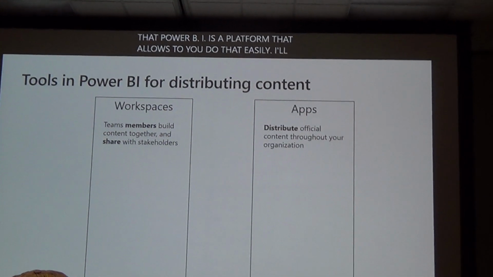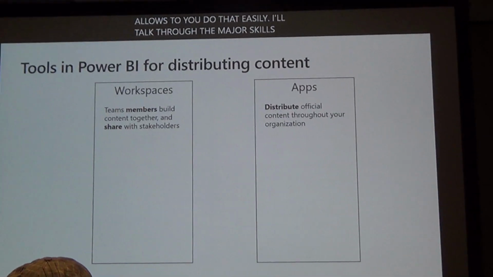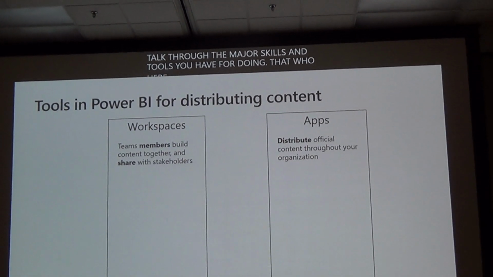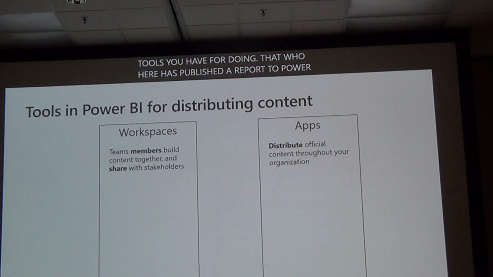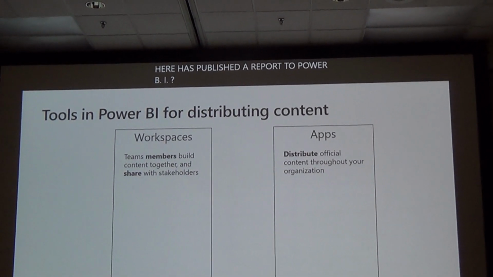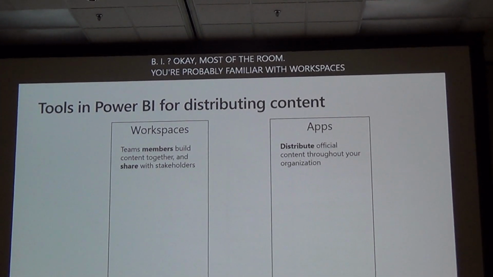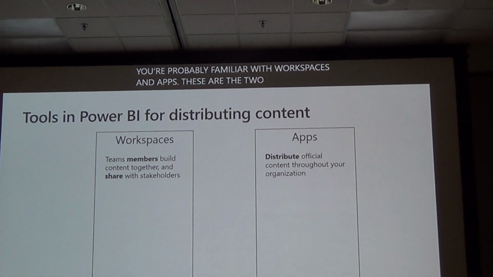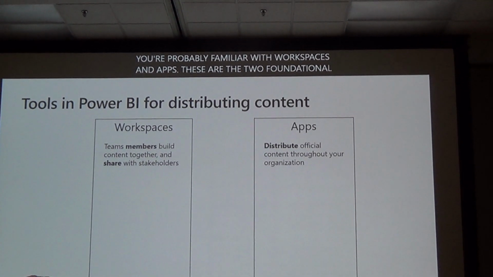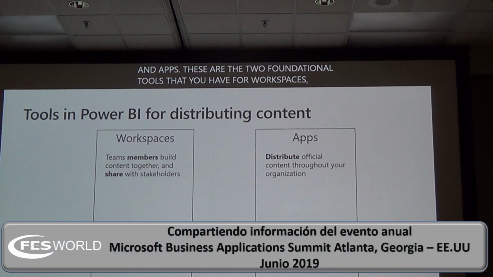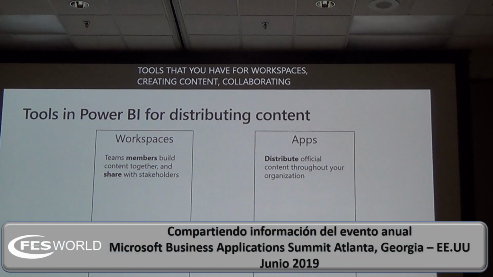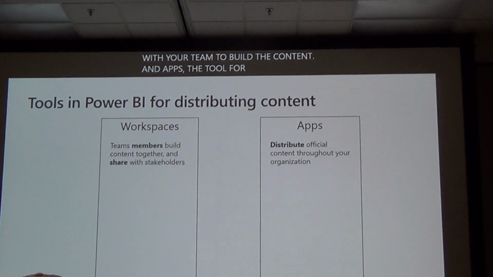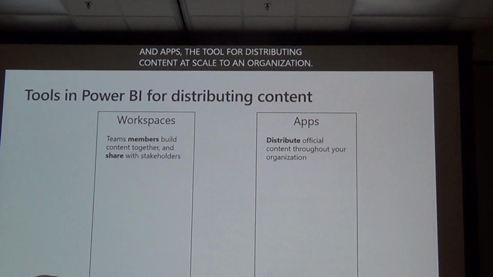So we'll start here. Who here has published a report to Power BI? Well, okay, most of the room. So you're probably familiar with workspaces and apps. These are the two foundational tools that you have: workspaces, for creating content and collaborating with your team to build the content, and apps, the tool for distributing content at scale to an organization. Now these two sometimes get confused. Why would I use a workspace? Why would you use an app?